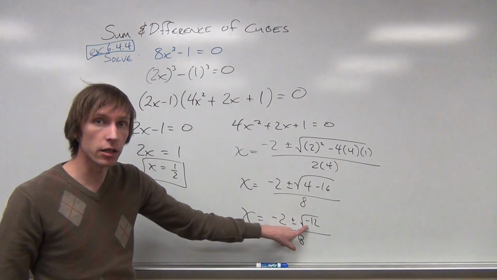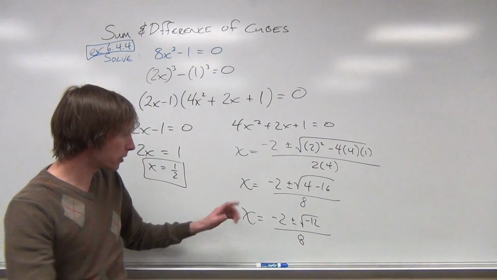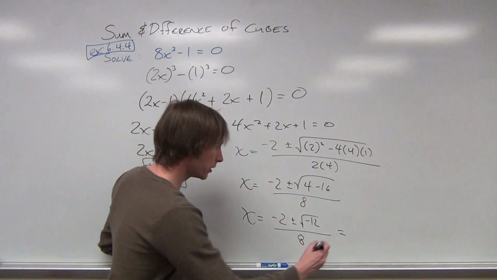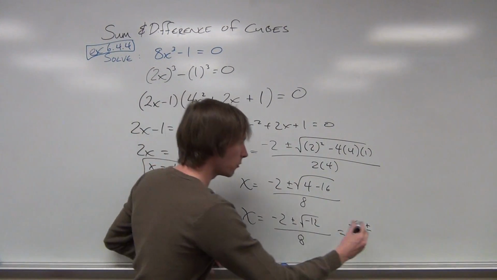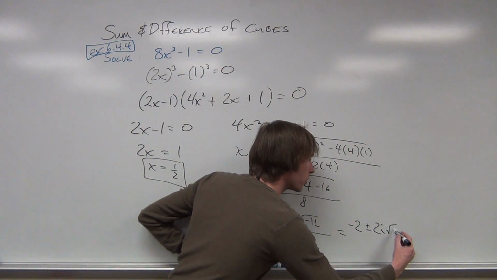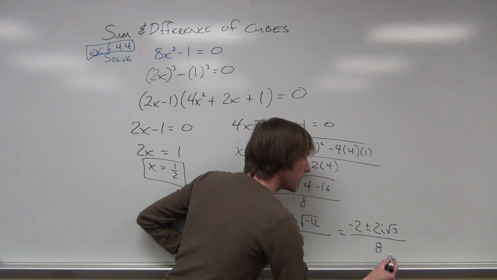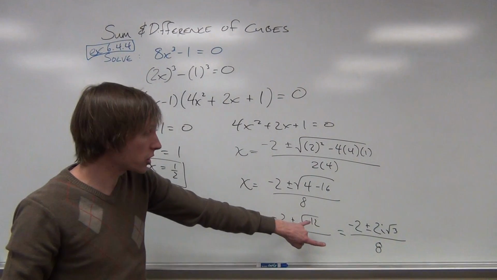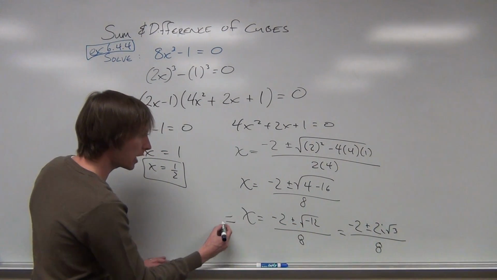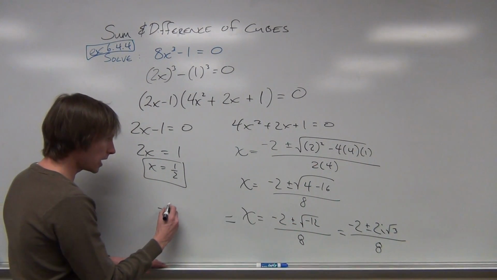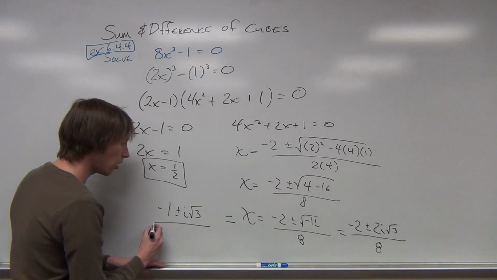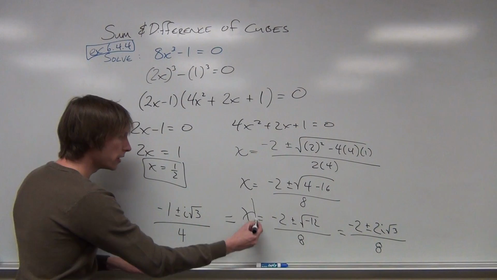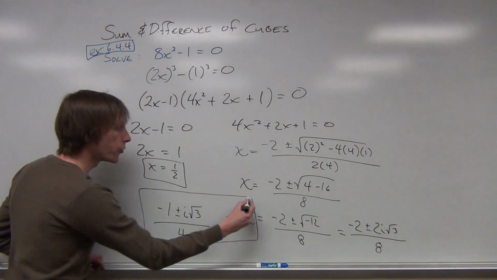So this is going to get a little bit messy, but that's all right. We can handle it. We already did this section. So -2 plus or minus, there's a -4 factor in there, so I'm going to say 2i radical 3 over 8. All right. Now this fraction can be simplified to tell us that x is equal to -1 plus or minus i radical 3 all over 4. These are our 3 solutions.